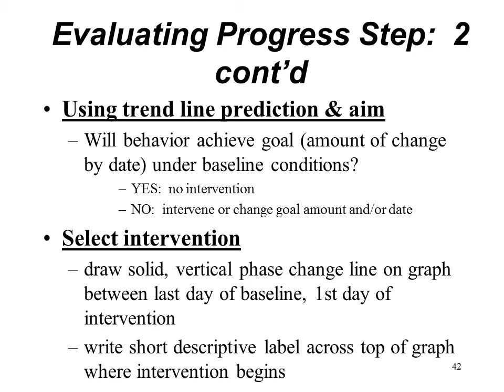Sometimes we don't have that option. Sometimes it's an opportunity that might be really good for the student, and it's really important to meet the goal by that date. Then we have to consider, are there changes we can make to the intervention that might make it more effective? If we do change something, then we draw a phase change line on the graph to indicate we made a change.